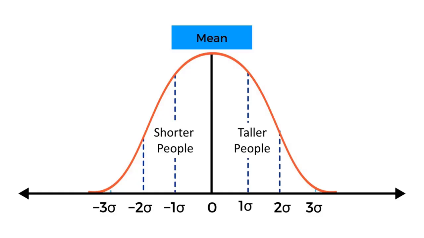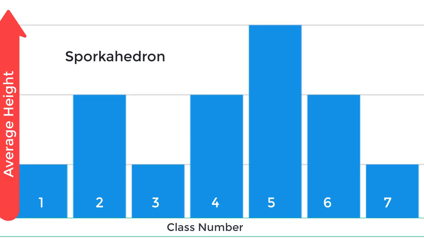Let's start with the mean. Heights and many other natural phenomena follow a bell curve shape. So if you surveyed everyone in your class, you'll find a few short people, a few tall people, and most people would fall in between. If you had 10 classes of students, you might get averages of 5'9", 5'8", 5'10", and so on. If you graph all of those averages, you may get a graph that looks like a sporkahedron.